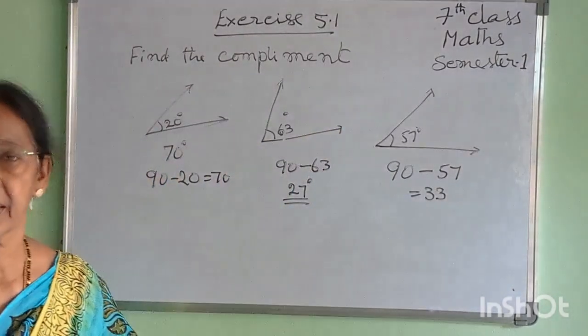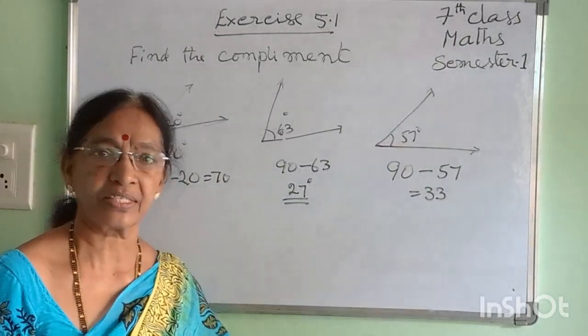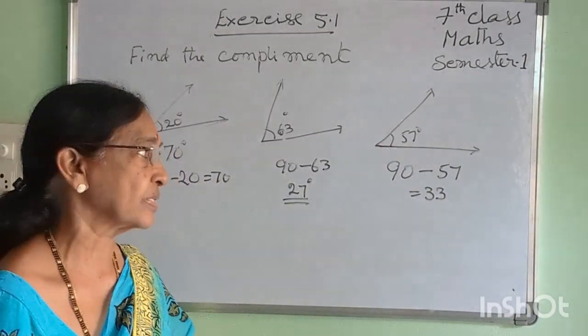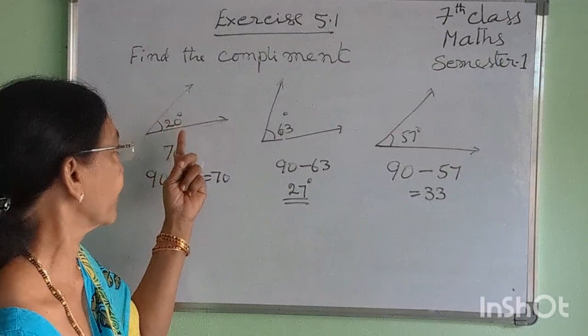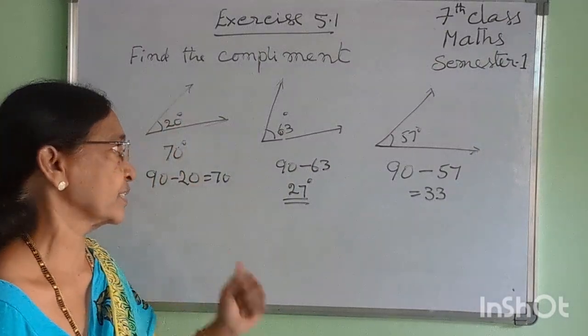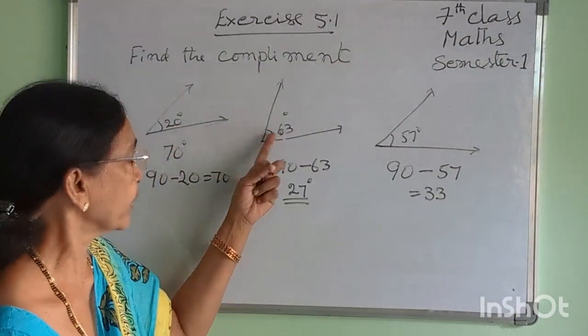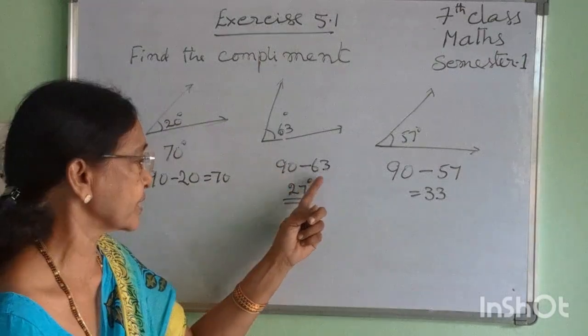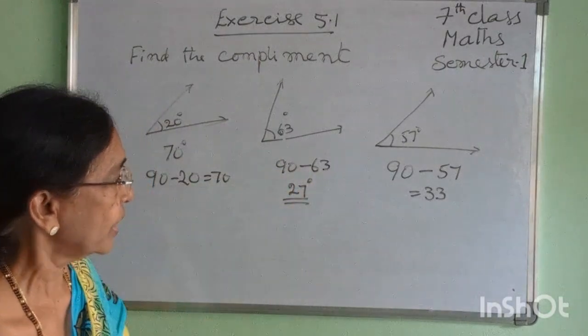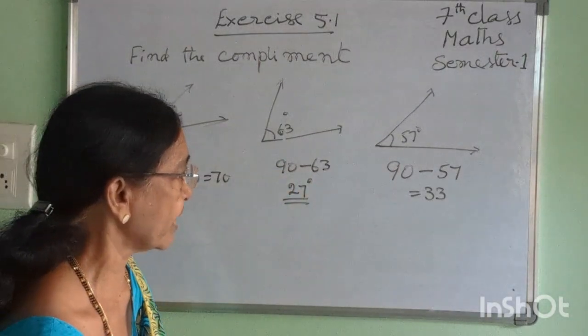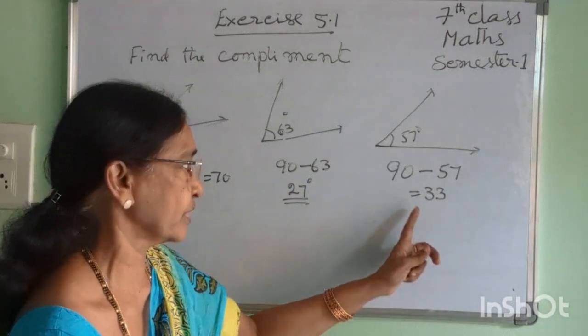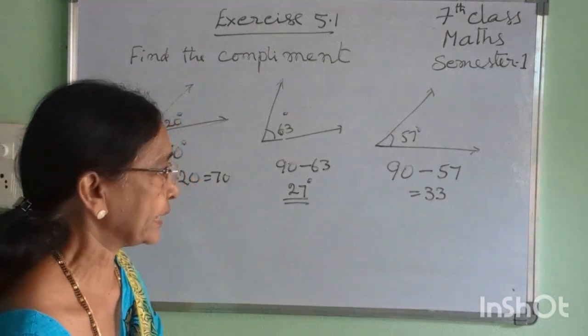So two angles whose sum is 90 degrees are called complementary angles. The complement of 20 is 90 minus 20, that is equal to 70. The complement of 63 is 90 minus 63, that is equal to 27. And the complement of 57 is equal to 90 minus 57, which is equal to 33 degrees.